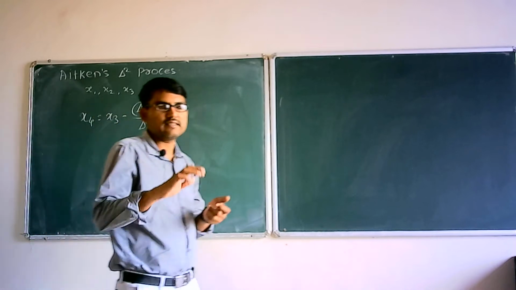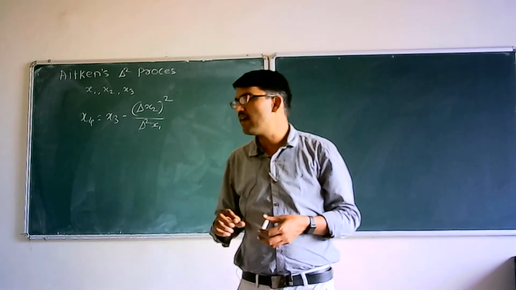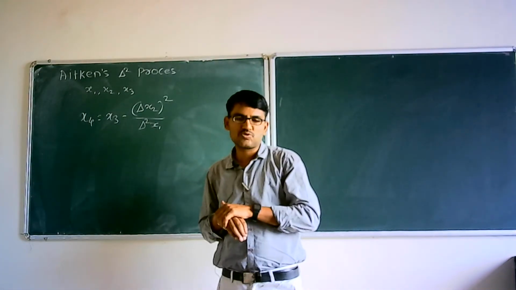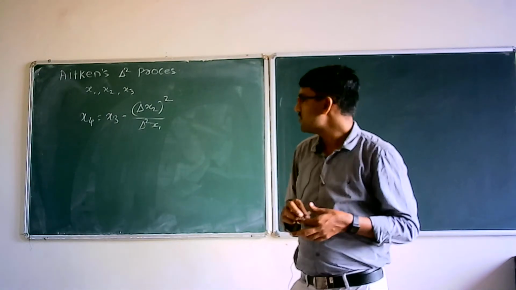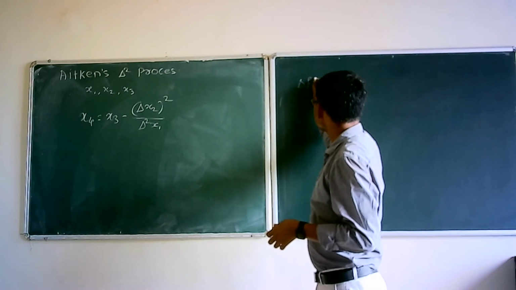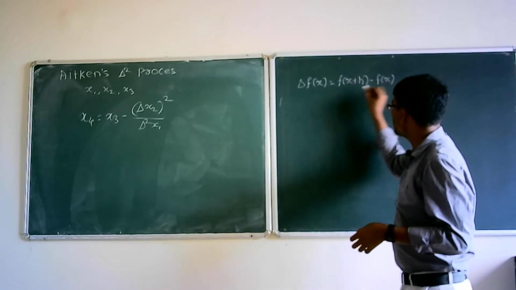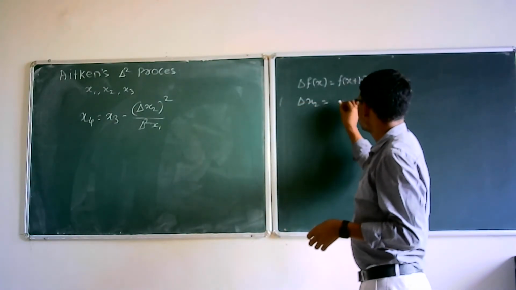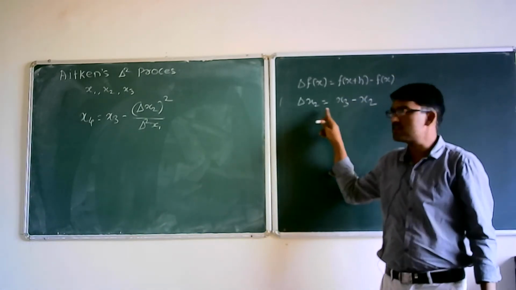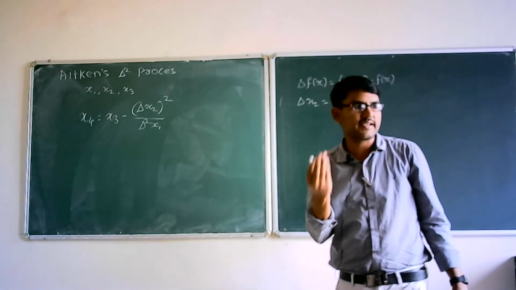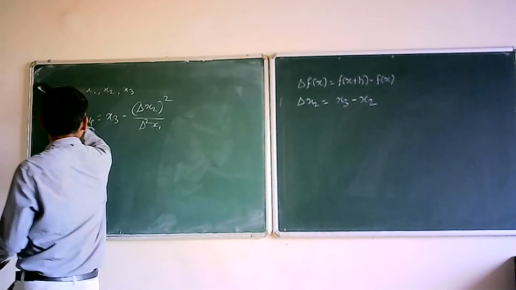We are going to see details about this operator in the next chapter, interpolation. But now, since we require the delta x2 value, delta is nothing but a forward operator. What is delta f of x? It is f of x plus h minus f of x. Means, if you want to determine delta x2, it is x3 minus x2. This is the first forward difference. And if you take the second forward difference, then it is denoted by delta square. We are going to see this in detail by using an example.